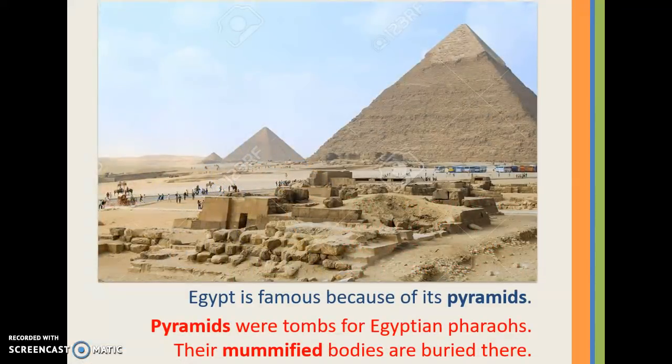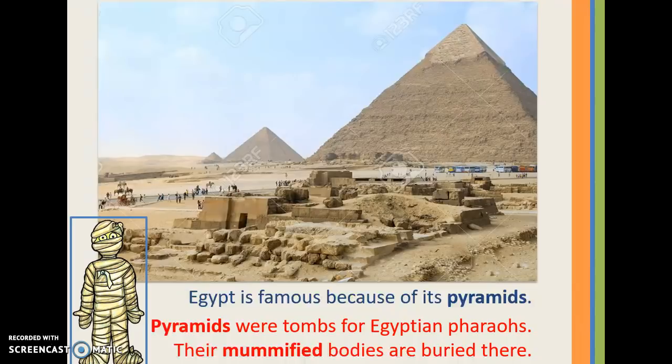Egypt is famous because of its pyramids. Pyramids were tombs for Egyptian pharaohs. Their mummified bodies are buried there. So what would happen is the ruler would say, I want this giant building to be built in my honor for when I die. Now, a lot of people tried to rob or steal out of these pyramids because it was an Egyptian belief that you should be buried with everything that you wanted to take to the afterlife with you when you died.